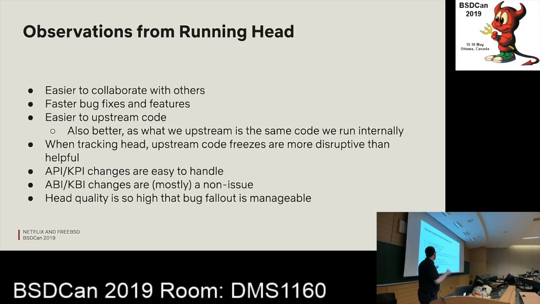And head quality is so high that bug fallout is manageable. We do get bugs from upstream, but because the quality is so high and we're taking such frequent syncs, the number of bugs we get with each sync is low enough that it's relatively easy to spot them. It's even possible to bisect them because there's a limited number of changes, so if all else fails, we can actually even bisect the code. And there are usually few enough of them that it's relatively easy to manage.